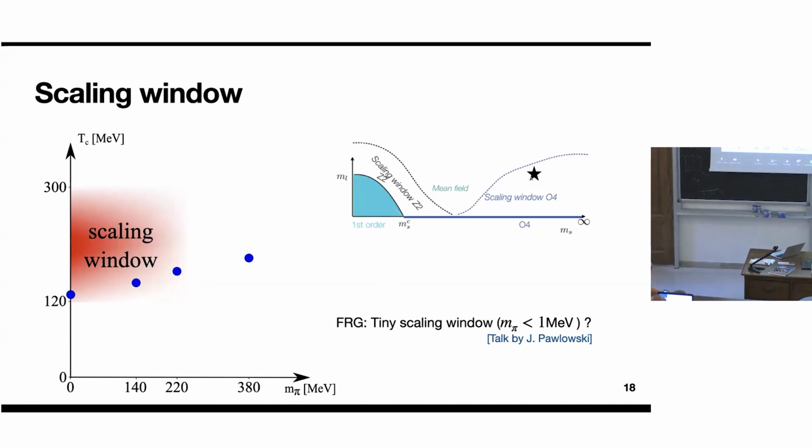Of course, it's probably in contradiction with what was discussed yesterday by Jan Pawlowski about FRG results, where it is observed that their scaling region is much narrower. But it would be interesting also to understand this discrepancy, and I'll put it as an open question.